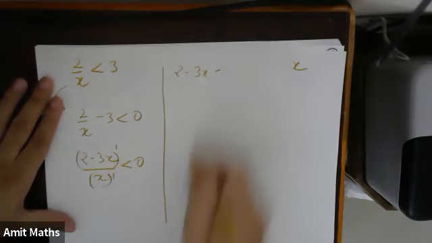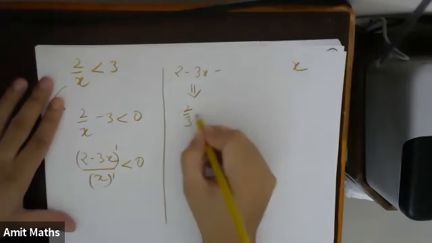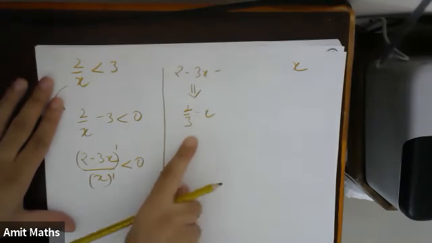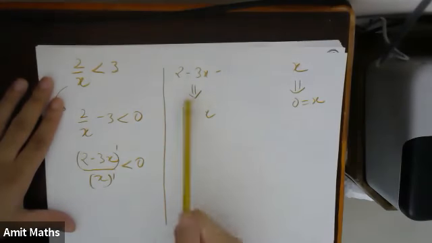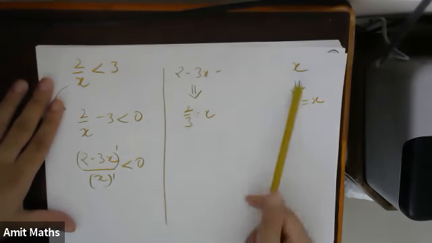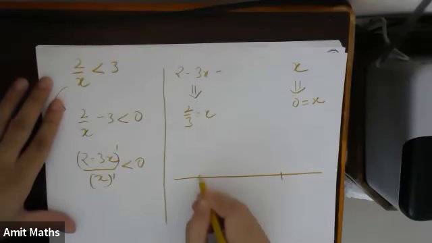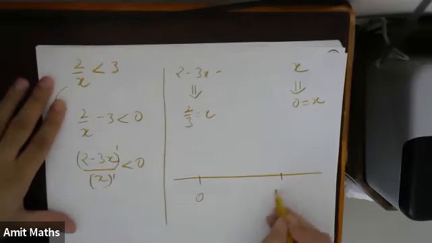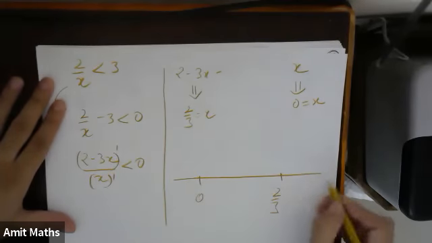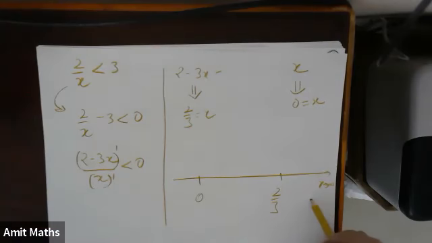Now I'll write the critical points. The critical point of this will be x equal to 2 by 3, and the critical point of the other was x equal to 0. Next, I'll plot these on the number line: first 0, second 2 by 3. The third part I'll do is x tending to infinity. At x tending to infinity, I will find the sign.